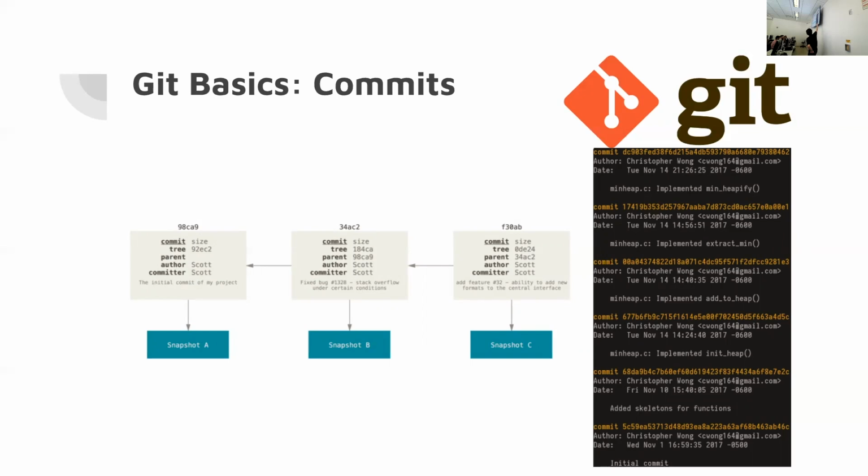Over here is what you see if you type in git log. This is a log of everything you've done. It might be a little hard to read, but these are all separate commits, and these are the different things that have been done, like initial commits, added skeletons, implemented various functions and things like that. Those are all in a separate commit. So at any point in time, I can go back and see what my code base looked like at that point in time.